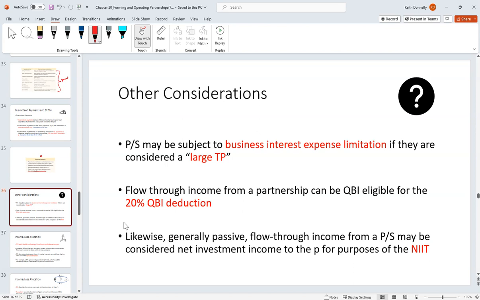Okay, some other considerations. You can look at this. These are classic things you would see: hey, there's potentially a limit on your interest expense for the partnership. Flow-through income from a partnership, you could be eligible for the QBI deduction. And then, hey, that also might trigger the net investment income tax.